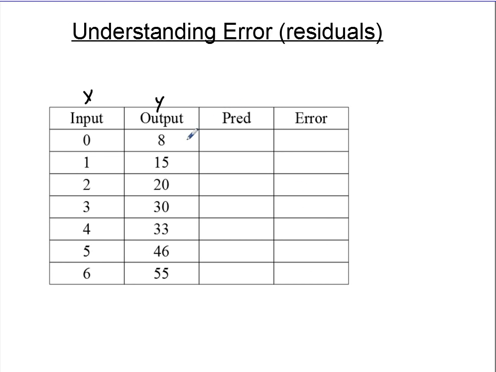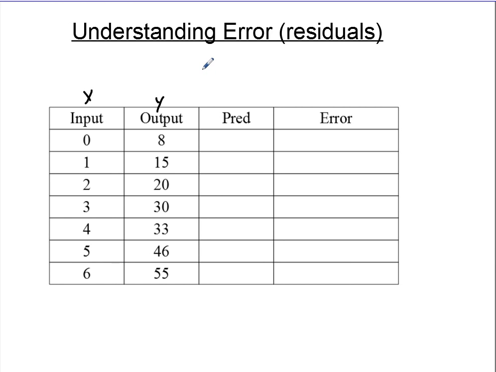Now, I'm going to go ahead and input all of these into my Desmos tool, and I'm going to use that linear regression Desmos tool to give me a line of best fit. I've entered all of my points, and it gave me an equation of y equals 7.7x plus 6.4. And I'm going to use that equation to find these predicted values.